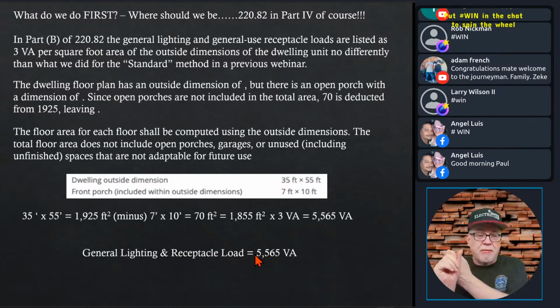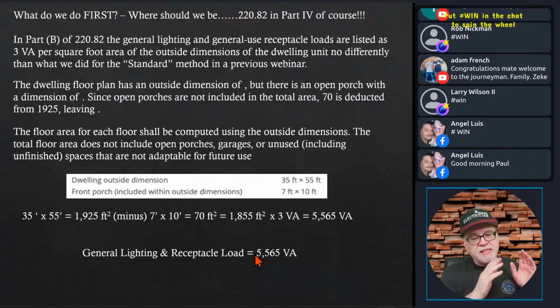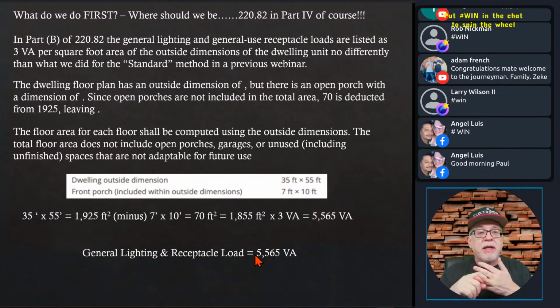We haven't done anything with appliances, small appliance circuits, or laundry. That's just our general use. You notice this is very similar to the standard method. The one big difference is, you remember in the standard method, once we get the general use and lighting, then the small appliance, then the laundry, we apply demands in 220.45. Not yet when it comes to the optional method. We're just adding stuff up. That's all we're doing, okay?